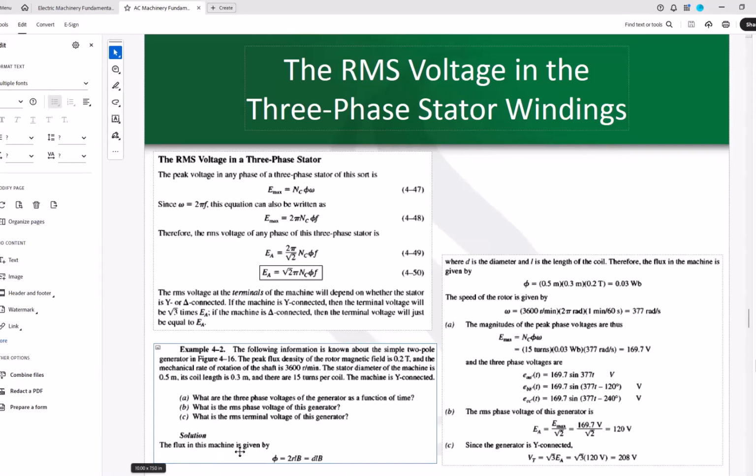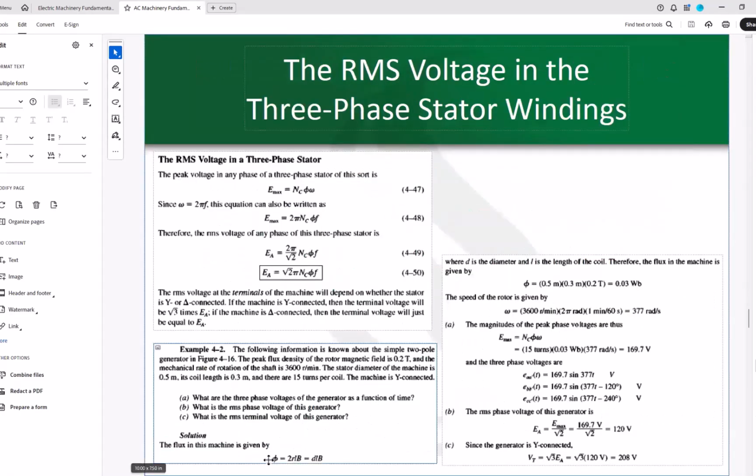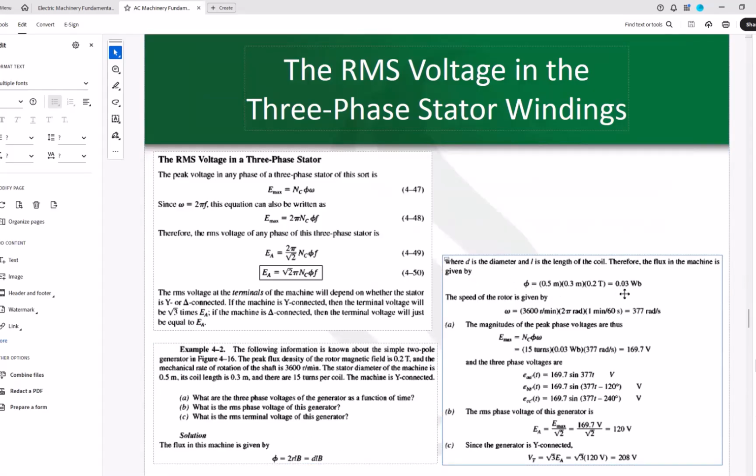As a function of time, the flux in the machine would be given by 2 times RLB, where B is the maximum flux density. So if this is L, and this is 2R, 2R times L becomes the area that the flux passes through, right? So consider that. Phi will be found, and phi would be 0.03 Weber. The speed of rotation would be 3,600 RPM. We multiply that by 2 pi and divide by 60 to get 377 radians per second.